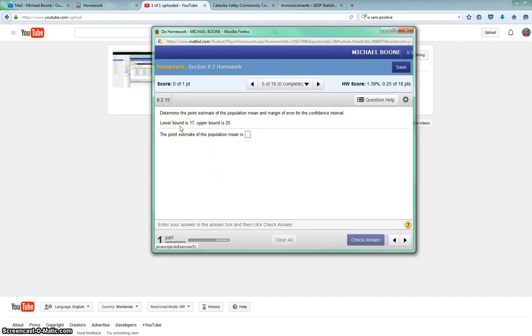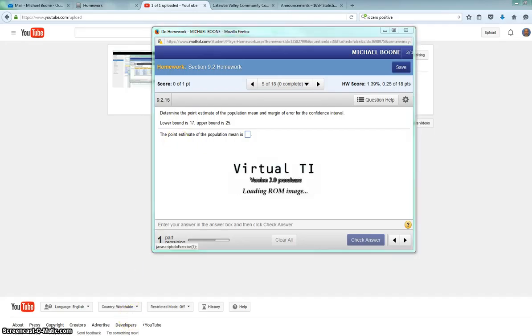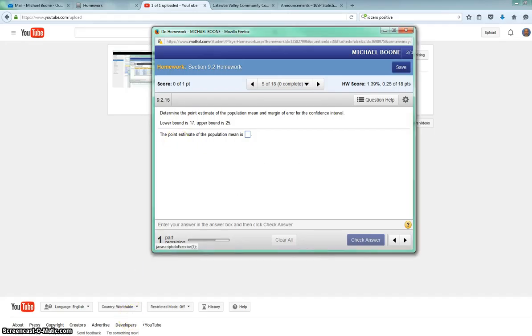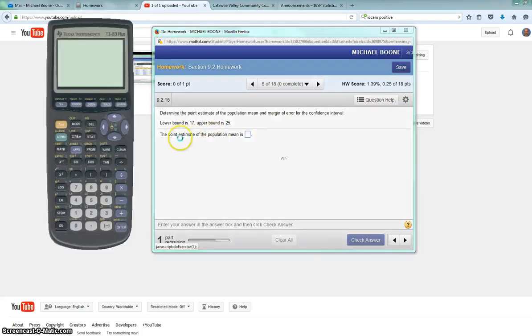So if my lower bound is 17 and my upper bound is 25, so these are the numbers that I got when I did x bar plus E and x bar minus E. So my x bar should be right in the middle of the 17 and 25. So we could just find the average of those two things, and that'll find your point estimate. So 25 plus 17 divided by 2, and we get a good old 21.